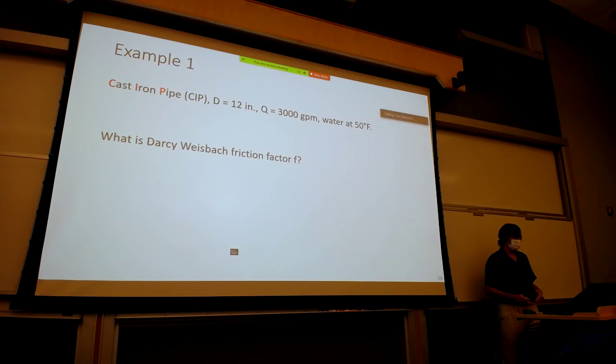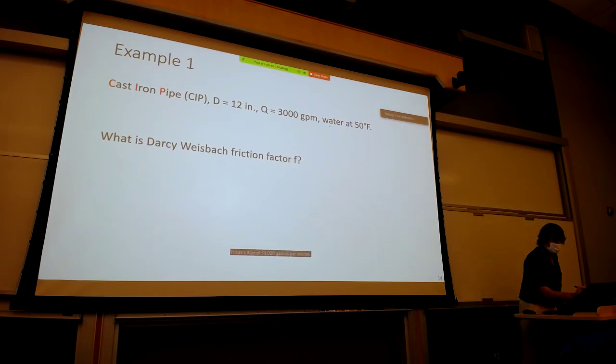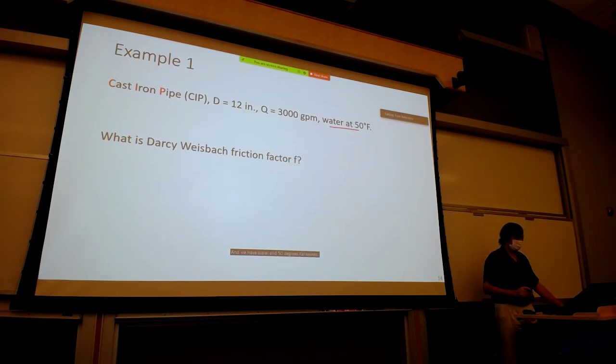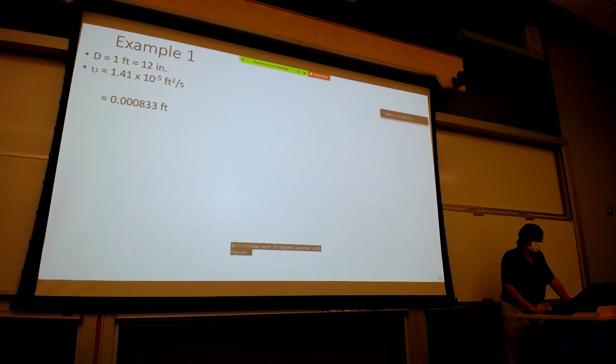So here's an example. We have a cast iron pipe, and in the future, I might just be writing CIP, cast iron pipe. It's got a diameter of 12 inches. It has a flow of 3,000 gallons per minute, and we have water at 50 degrees Fahrenheit. What's the Darcy-Weisbach friction factor f? So in this case, water at 50 degrees, we know the kinematic viscosity, we know the diameter.